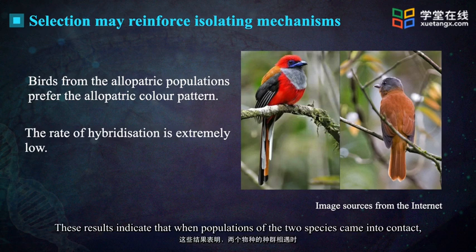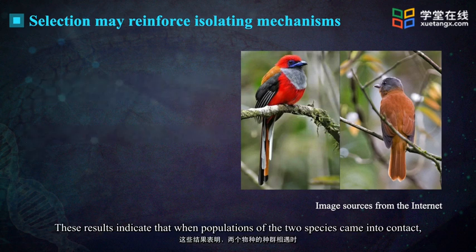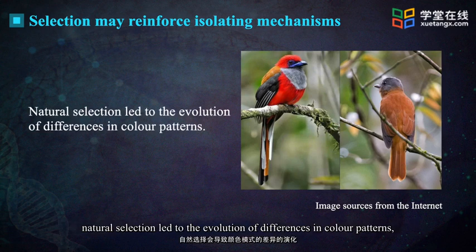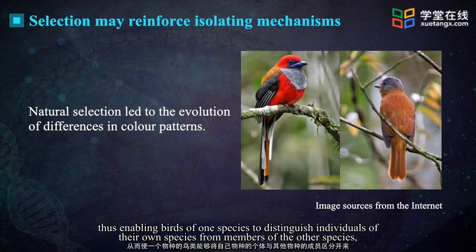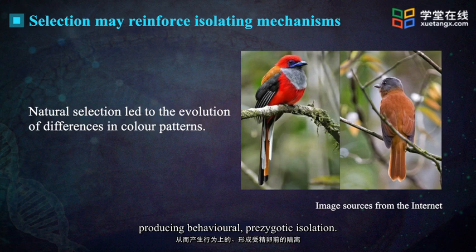These results indicate that when populations of the two species came into contact, natural selection led to the evolution of differences in color patterns, thus enabling birds of one species to distinguish individuals of their own species from members of the other species, producing behavioral pre-zygotic isolation.